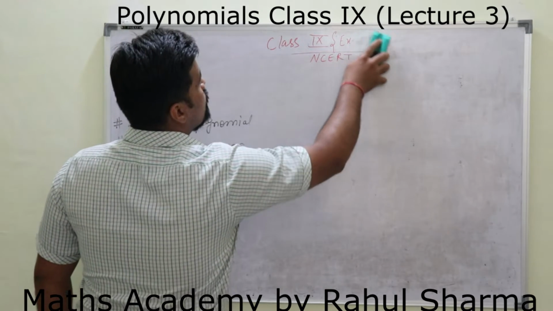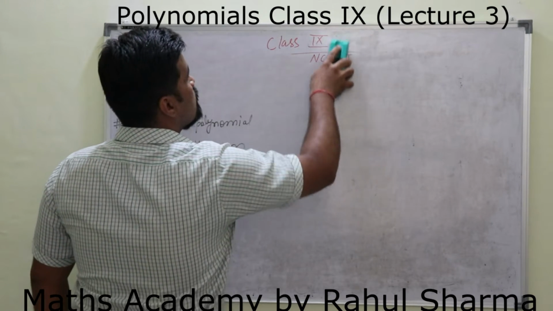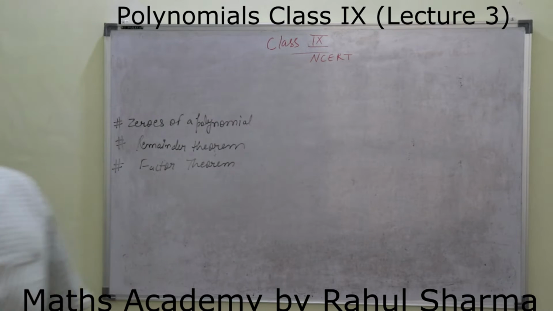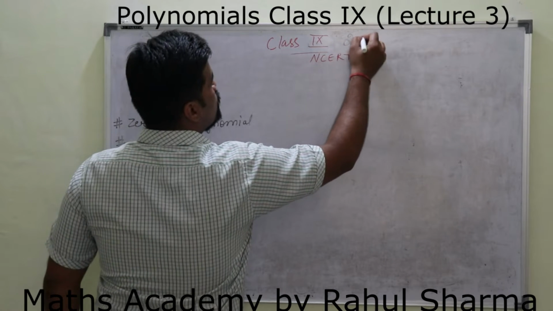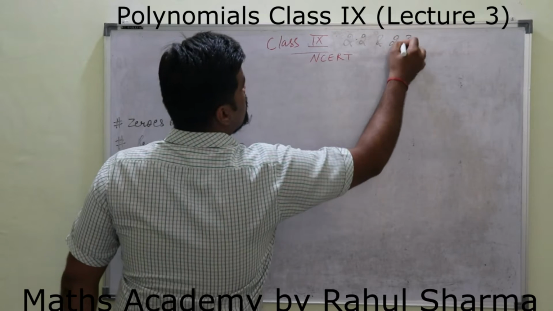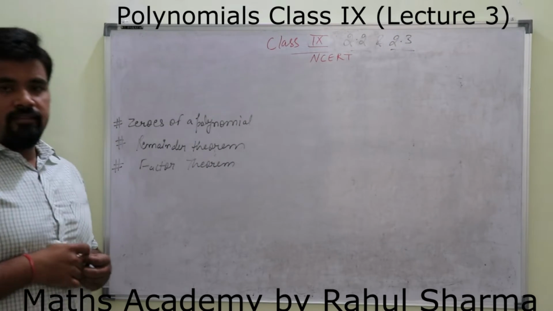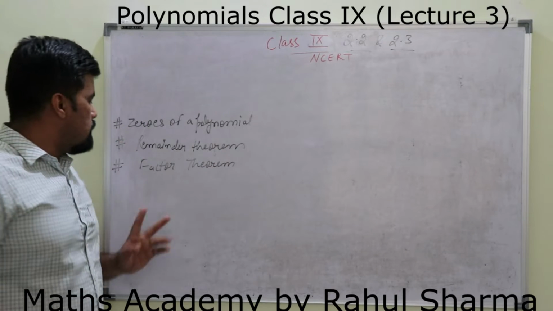So now we are going ahead in this chapter and we are actually moving towards the exercise 2.2 and 2.3. That means we are going to do the concepts related to 2.2 and 2.3, right? First of all, we need to understand these 3 concepts. One is zeros of a polynomial, second remainder theorem and factor theorem.